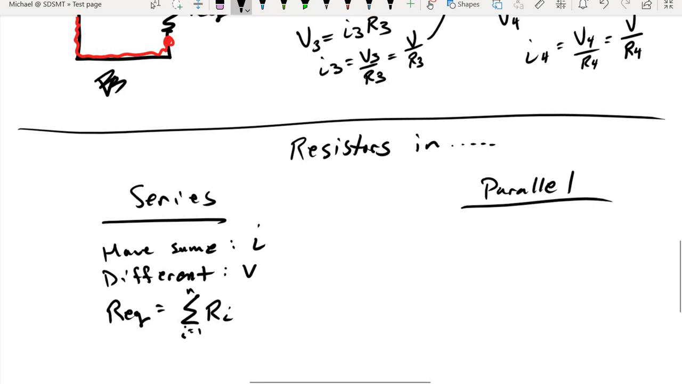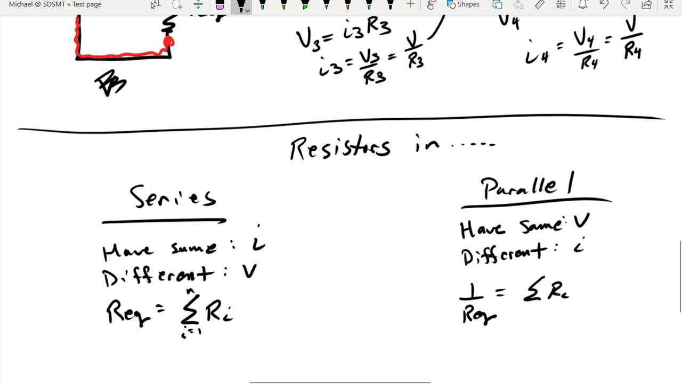For parallel, the resistors will have the same potentials, different currents, and we have to take an inverse summation of all of our resistor values to get the inverse of our equivalent.